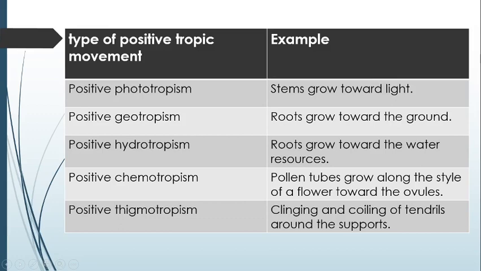When we consider the pollen tubes, they always grow toward the ovules for pollination. The pollen tube finds the ovule by the chemical products produced by the ovule. So the movement of the pollen tube is a positive chemotropic movement.